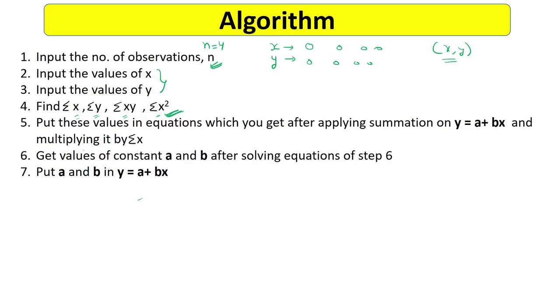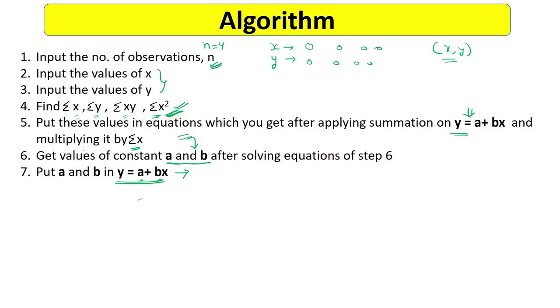Now when we have found these various summations, what we did in our question was put all these summation values in our two equations, and by solving those two equations we get the values of a and b. After getting these values, we put a and b in the equation of the straight line to get our equation of the straight line with the values of a and b. So the algorithm is very simple. Now let's see how we can implement this with the C program.